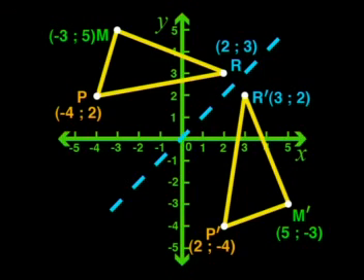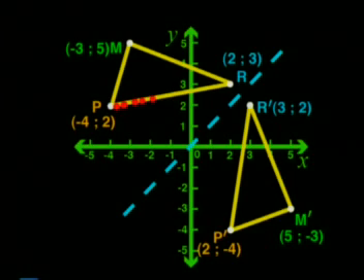Join R prime to M prime and join P prime to M prime, and we get the reflection of the triangle. So we reflected a whole lot of lines and a shape without having to reflect every single point on the triangle separately. Wow, that's pretty amazing. Isn't it? What I wanted you to see is that a shape or a line is reflected by reflecting its vertices or endpoints and then joining up the points.